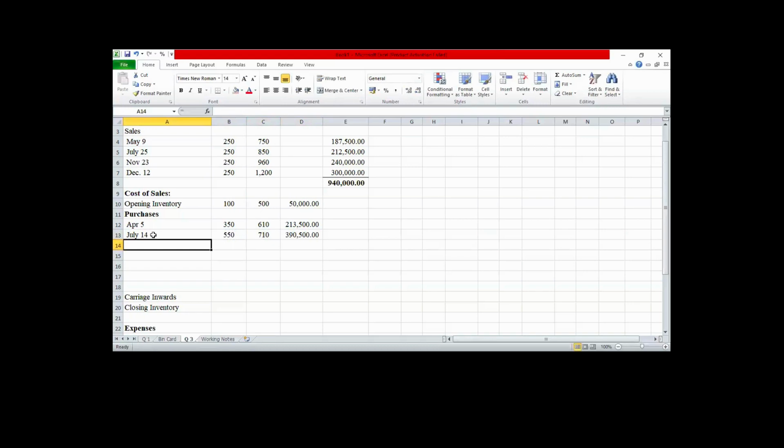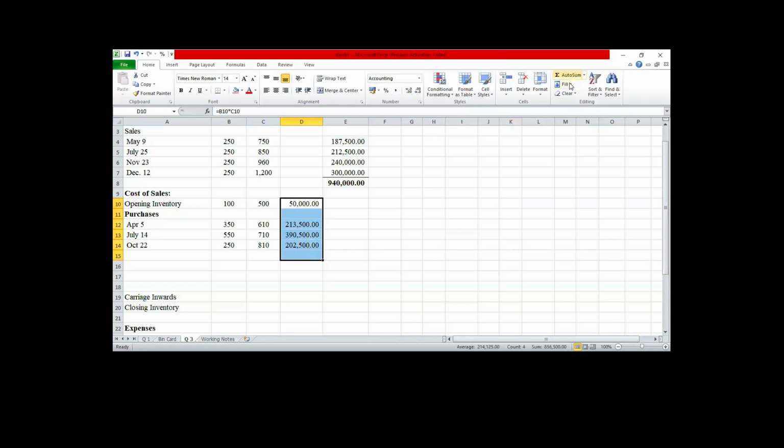390,500. The next one? October 22nd. What do we have? We have 250 units at 810 naira, which equals 202,500. Is it clear? Do we have any other one? No, sir. That's all.